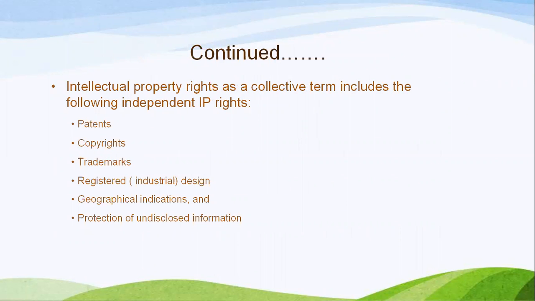Intellectual property right as a collective term includes the following independent IP rights. Number one is patent, copyrights, trademarks, registered industrial design, geographical identification, GI, and protection of undisclosed information.